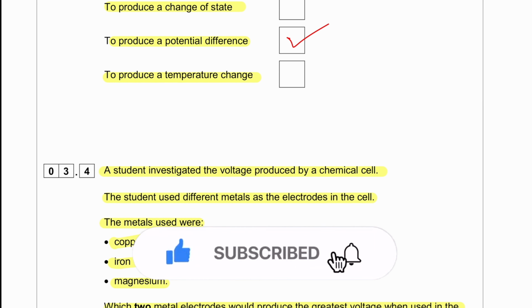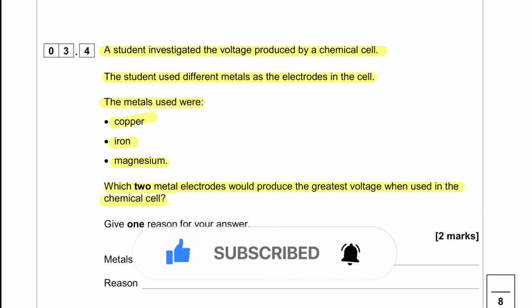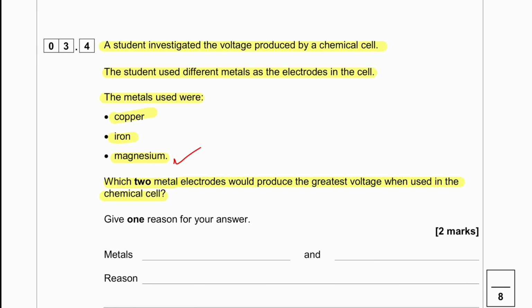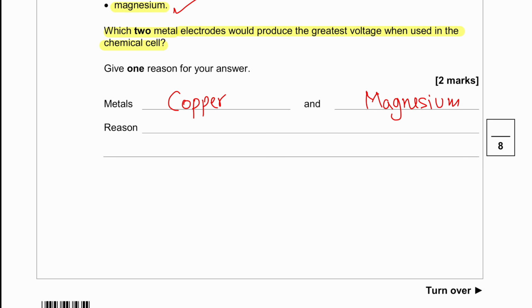Okay, great. So basically, in order to produce the highest amount of voltage, we need to have the metal with the most reactive and the least reactive. So here the most reactive is magnesium and the least reactive is copper. So we can use copper in one electrode and magnesium in the other electrode. And the reason why we are using it is because these metals have the largest difference in reactivity.